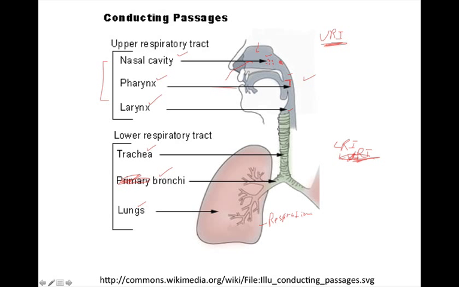And then the lower respiratory division is mostly about dispersion, moving air into the lungs and dispersing it over a great surface area where gas exchange will occur. Okay, so the upper division is your nose, your pharynx, and your larynx. The lower division would be your trachea, bronchi, and your lungs.